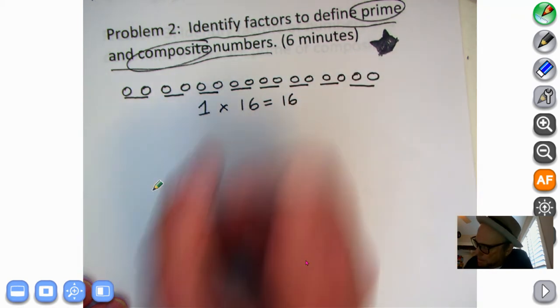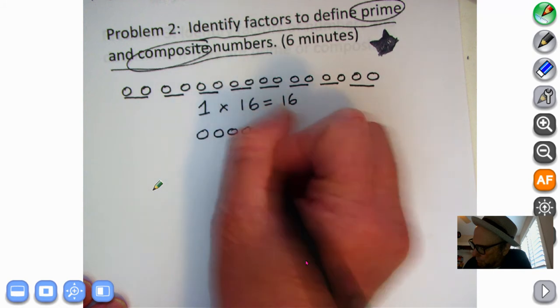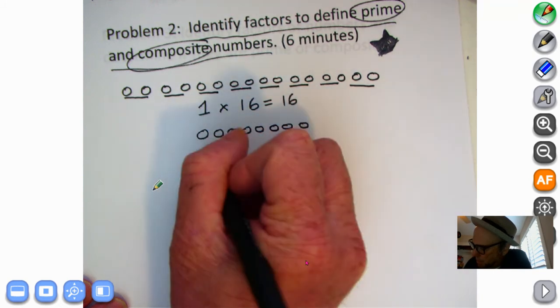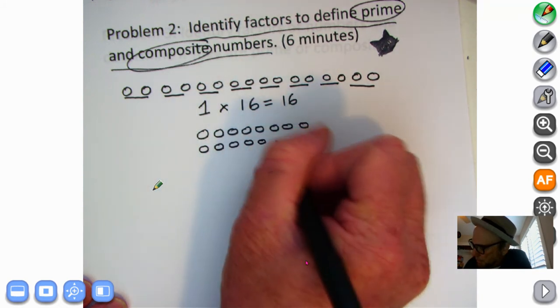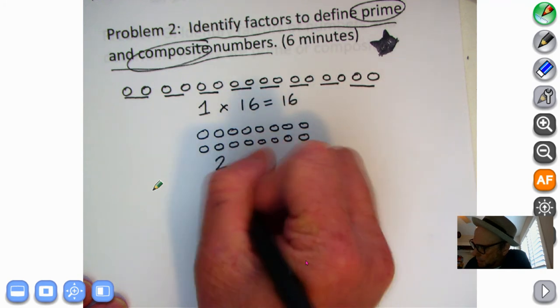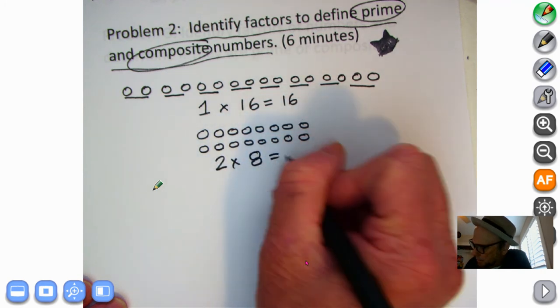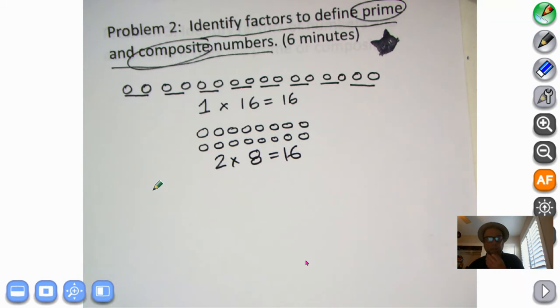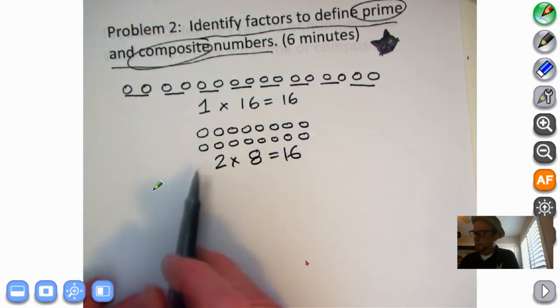So let's go ahead and do that. 1, 2, 3, 4, 5, 6, 7, 8. 1, 2, 3, 4, 5, 6, 7, 8. And we have 2 times 8, and that equals 16 as well. So 2 times 8 is 16. What else can we do?